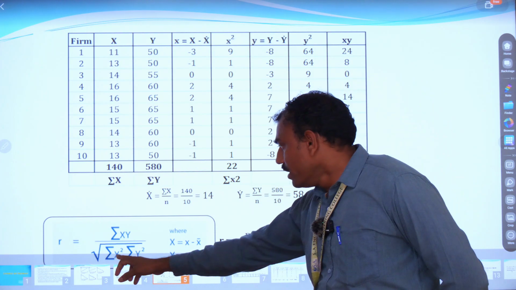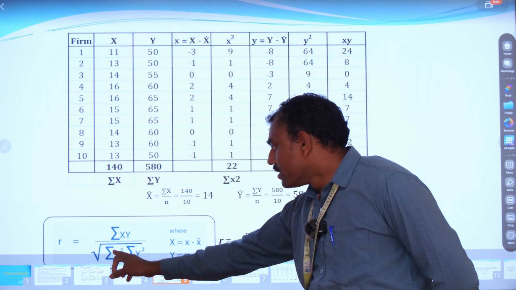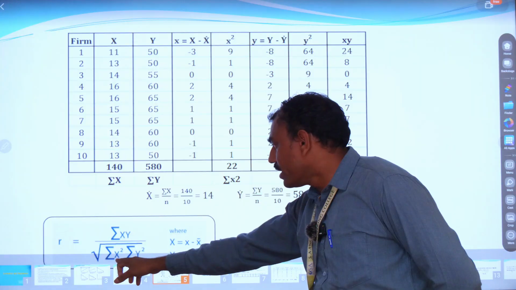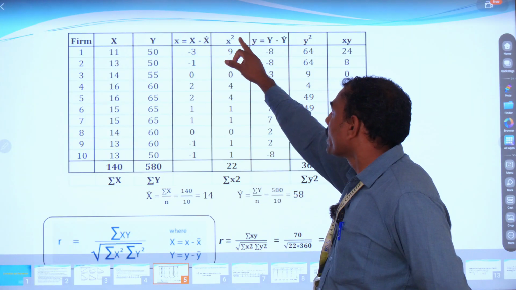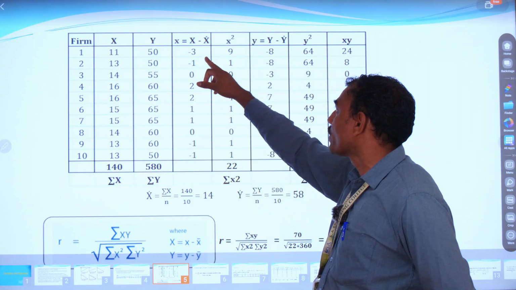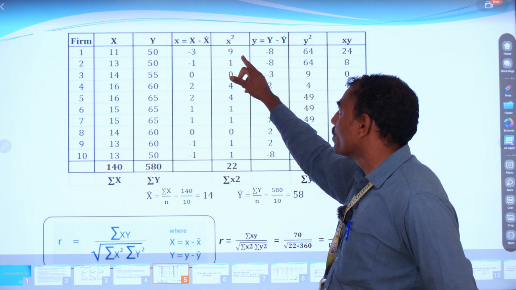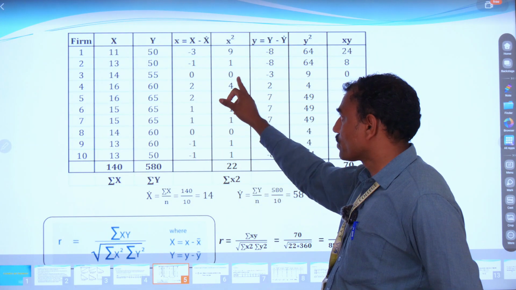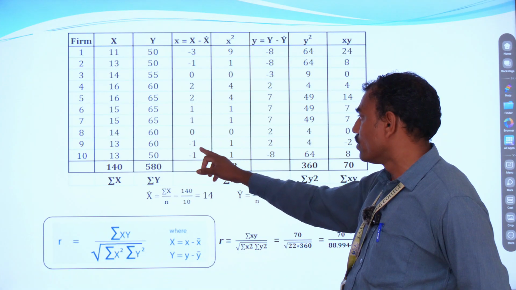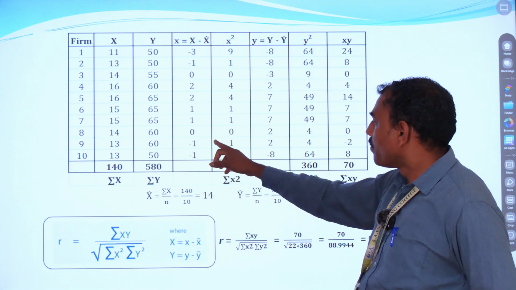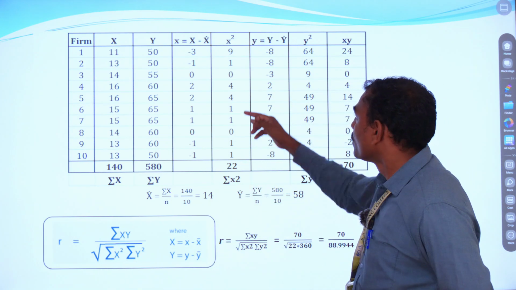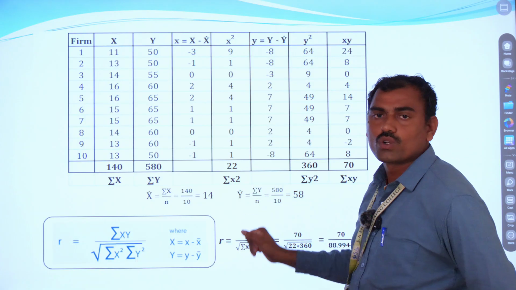Here we need summation of xy, summation of x squared and summation of y squared. So first we need x squared. x squared equal to minus 3 squared equal to 9. 1 squared 1. 0 squared 0. 2 squared 4. 2 squared 4. 1 squared 1. 1 squared 1. 0 squared 0. Minus 1 squared plus 1. Minus 1 squared plus 1. So summation of x squared equal to 22.